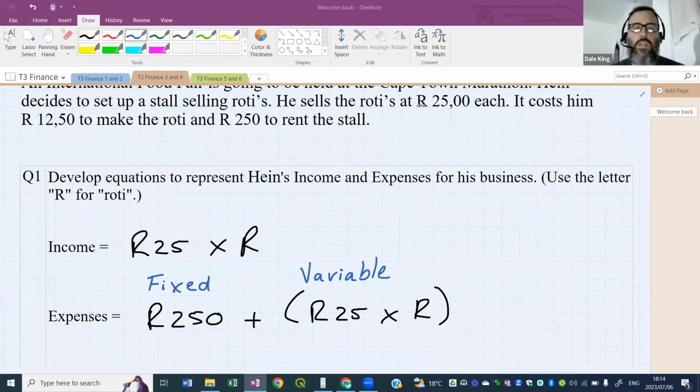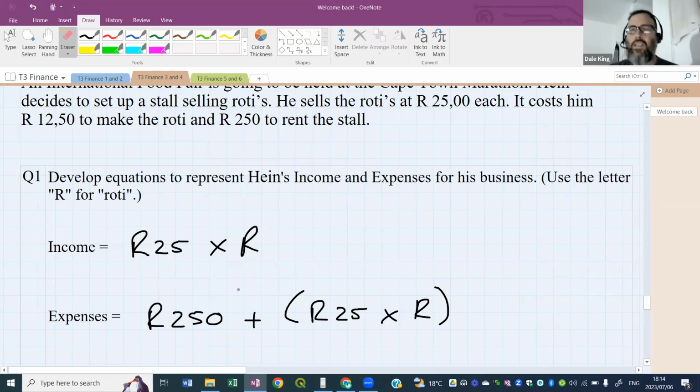The variable expense will change according to the number of rotis. Now, you guys have done very well in creating these equations. We took a little bit more time on Tuesday. We've come a long way since Tuesday in creating these equations.